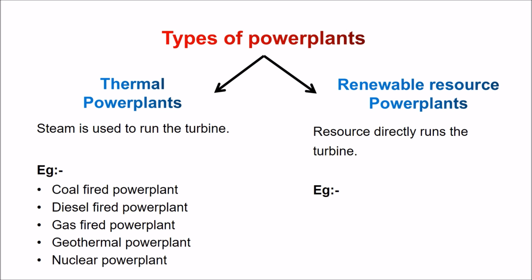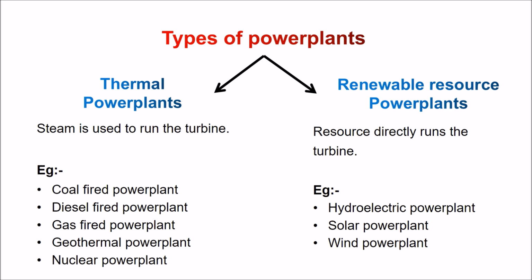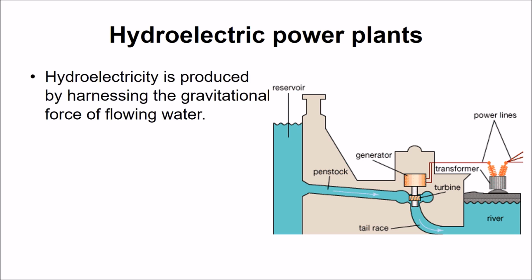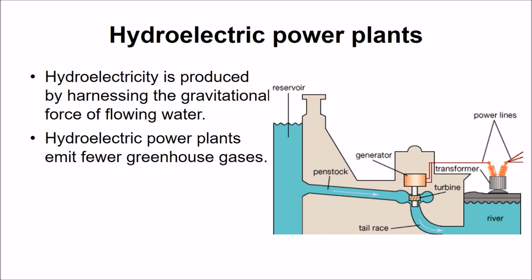Moving to energy generation from renewable resources, we have been successful in tapping the energy from flowing water, wind, and the sun in various farms. Hydroelectricity is produced by harnessing the gravitational force of flowing water. Compared to fossil fuel-powered energy plants, hydroelectric power plants emit fewer greenhouse gases, but the construction of hydroelectric power plants and dams requires huge investment.